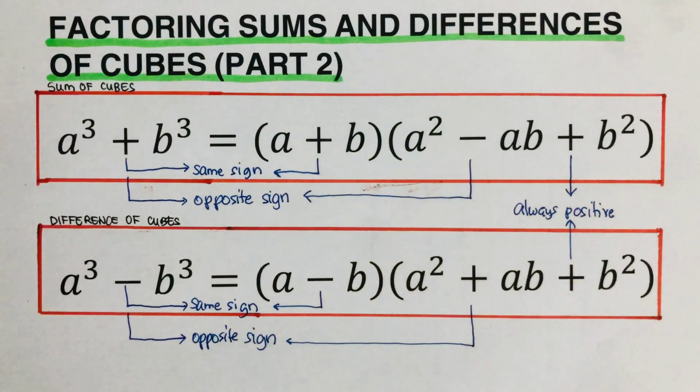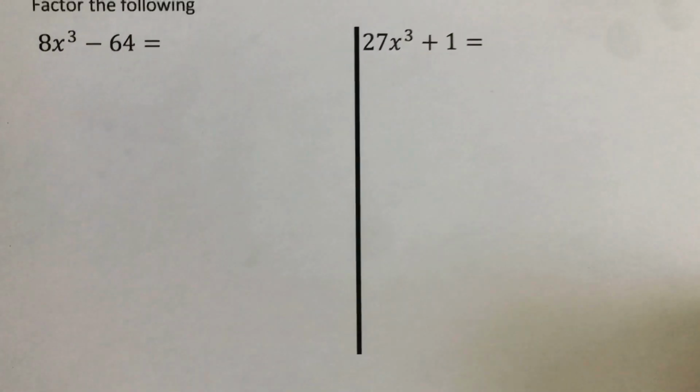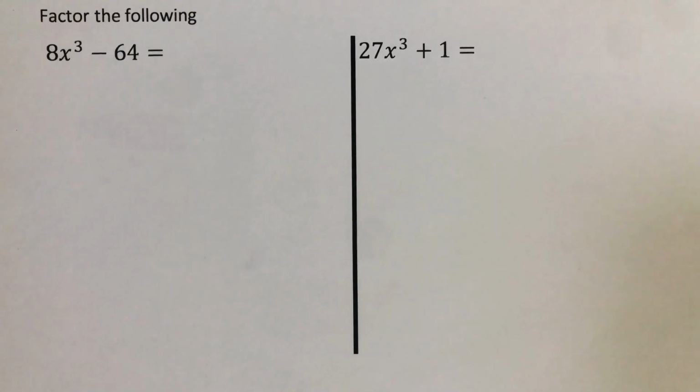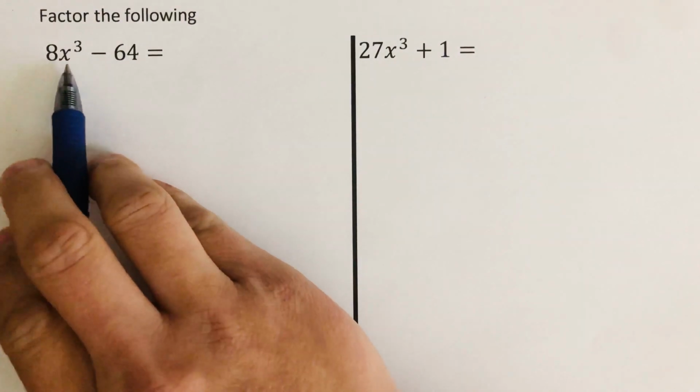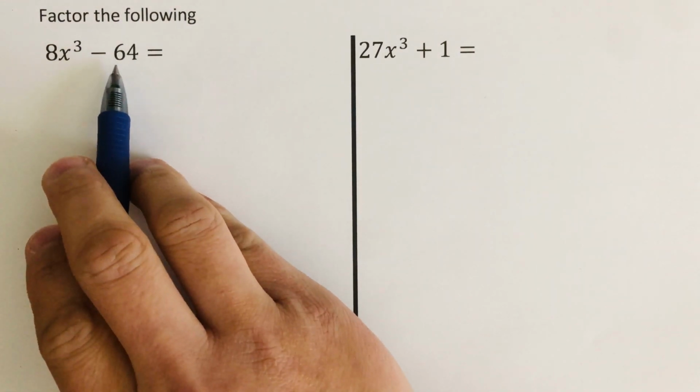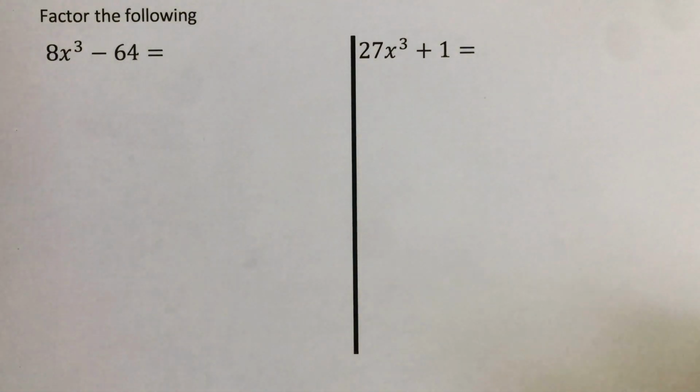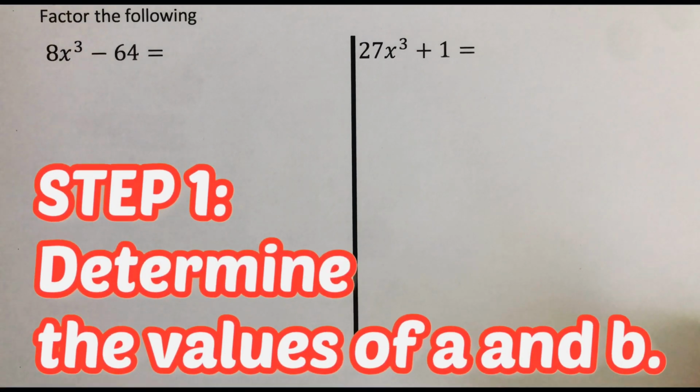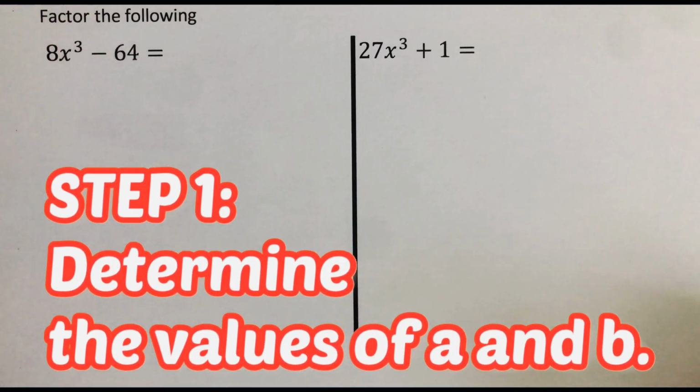Okay, now let's have an example to better see how this formula works. So let's take this first example right here. We're supposed to factor completely 8x cubed minus 64. There are steps that we need to follow in order to factor this expression. The first step is to determine the values for a and b.